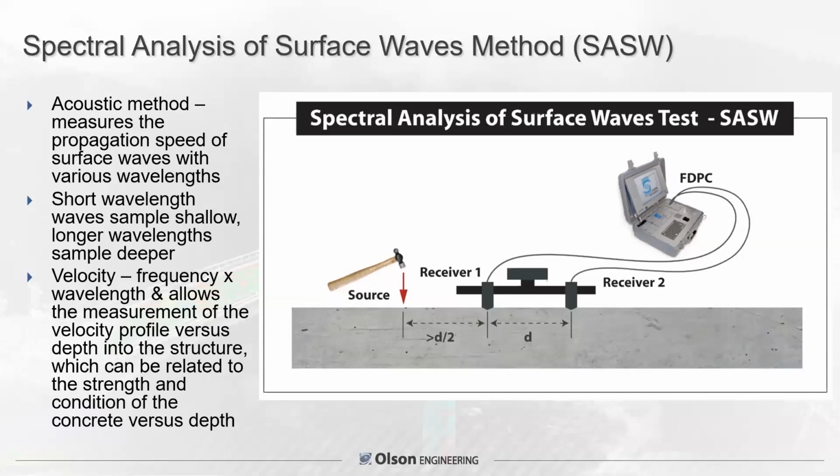So what you see there is an impact source and two receivers basically in line, running into our Freedom Data PC. It measures the speed of the surface wave, which is about 56% of the compressional wave or ultrasonic pulse velocity for concrete with a Poisson's ratio of 0.2. So short wavelengths sample shallow, longer wavelengths sample deeper, and the velocity is equal to frequency times the wavelength. This allows the measurement of the velocity profile into a structure, and that can be related to strength and condition of the concrete versus depth, and depths of perpendicular cracks, as we'll discuss.